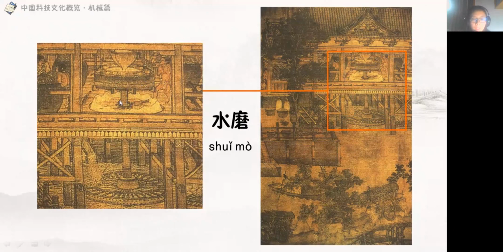This 水磨, water mill, is a horizontal one. You can see this big wheel here. The lower wheel is driven by water, and the upper part is grinding the wheat into wheat flour.